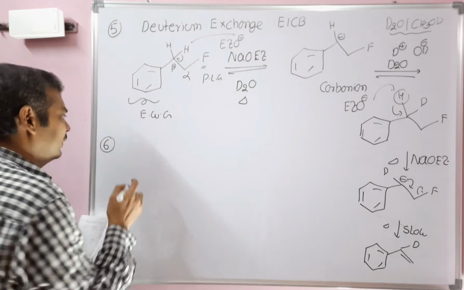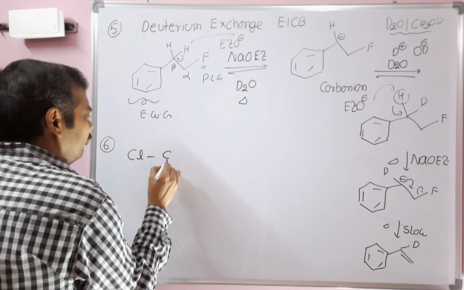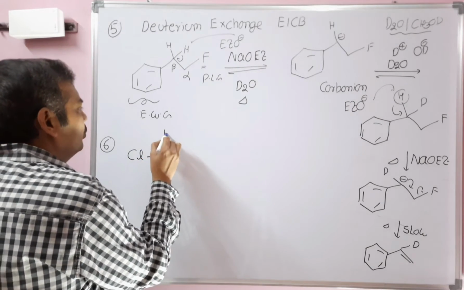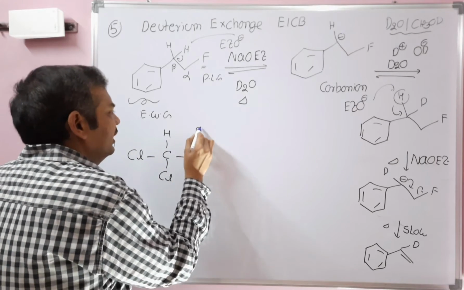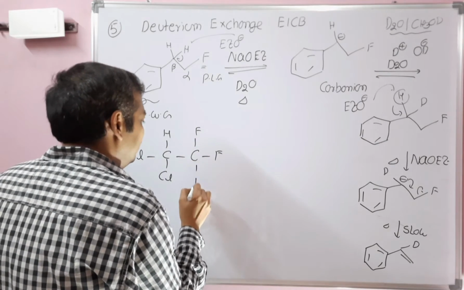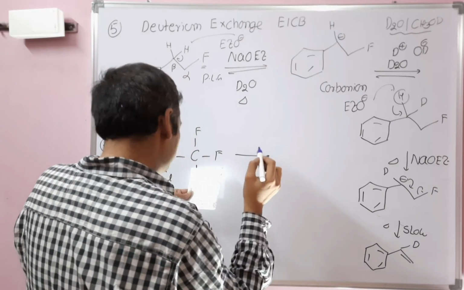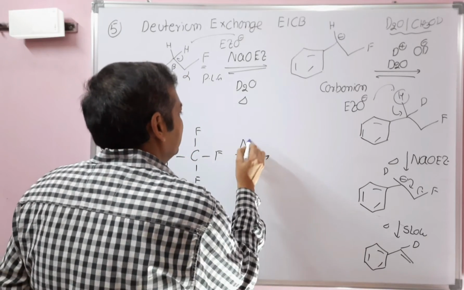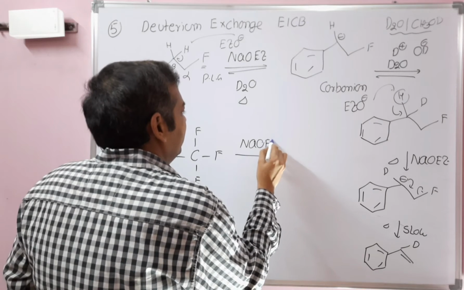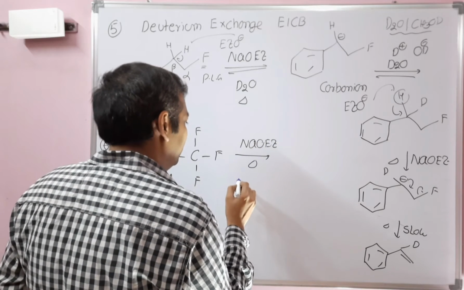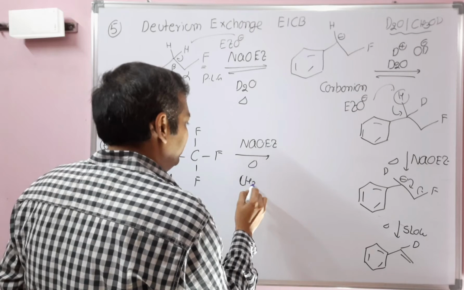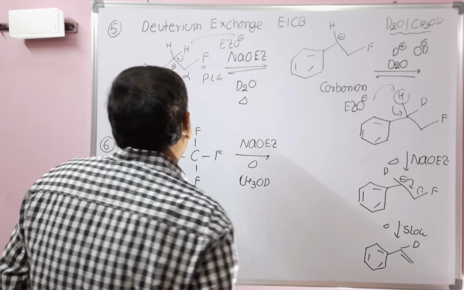Suppose if you see the example, 1,1-dichloro-2,2,2-trifluoroethane. Here only one beta hydrogen is there. If it reacts with sodium ethoxide at high temperature in CH3OD, deuterated methanol. Okay, so what is happening here?